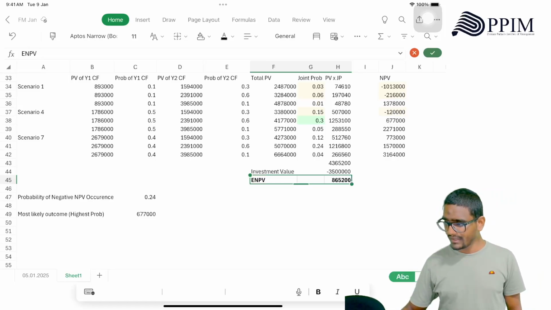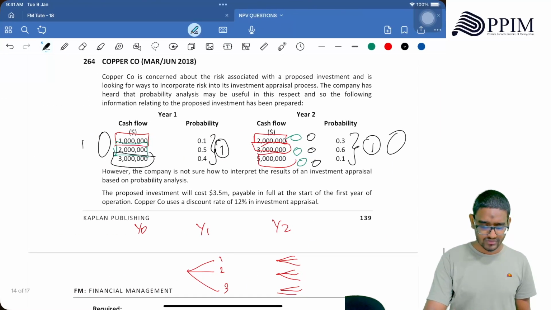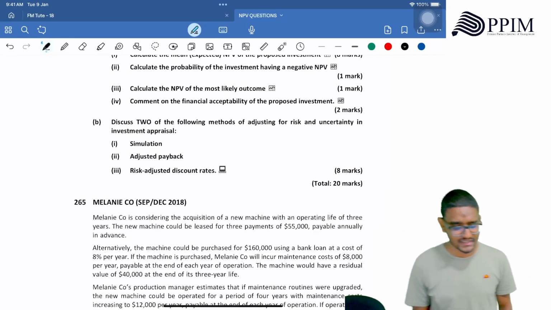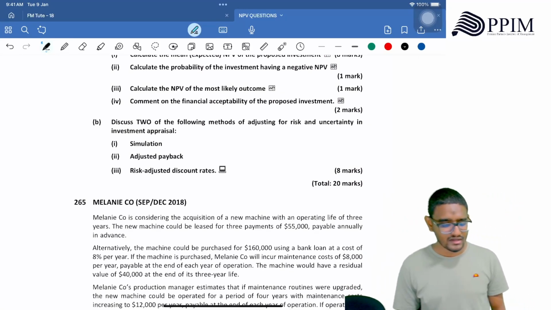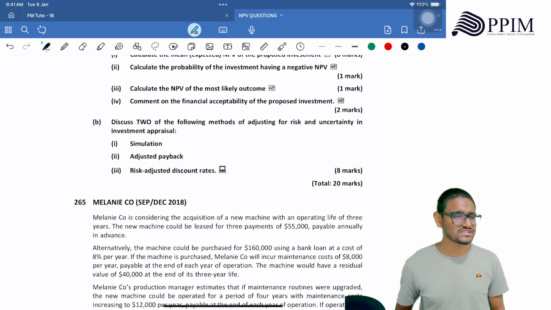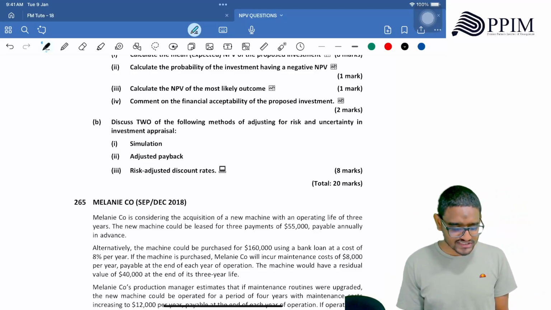Okay. Part B. Discuss two of the following methods of adjusting for risk and uncertainty in investment appraisals: simulation, adjusted payback, risk adjusted discount rates. Now, when students see something like this, they get very stressed out. Why? The first thing they see is simulation.